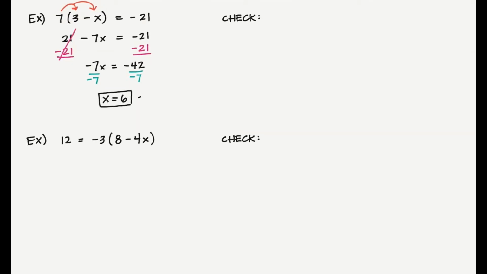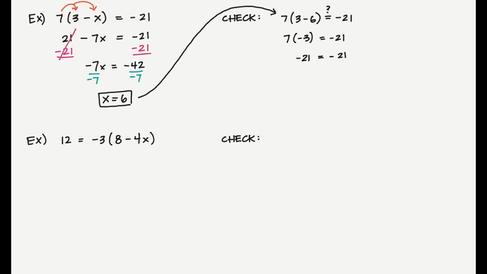So now I can take my solution like we've been doing, and I can plug it back into the beginning equation. So 7 parentheses 3 minus 6, does that equal negative 21? So that's going to be negative 3 on the inside, and 7 times negative 3 is negative 21. So my solution works. All right, let's move on.